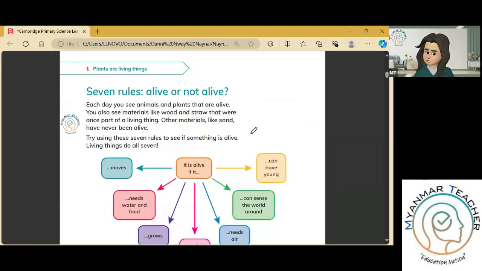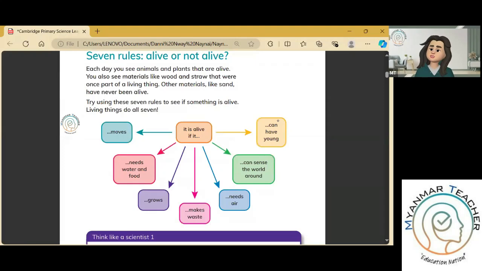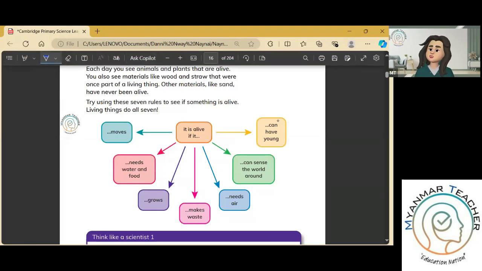7 rules: alive or not alive. Each day you see animals and plants that are alive. You see materials like wood and straw that were once part of a living thing. Other materials like sand have never been alive. Try using these 7 rules to see if something is alive. Living things do all 7.